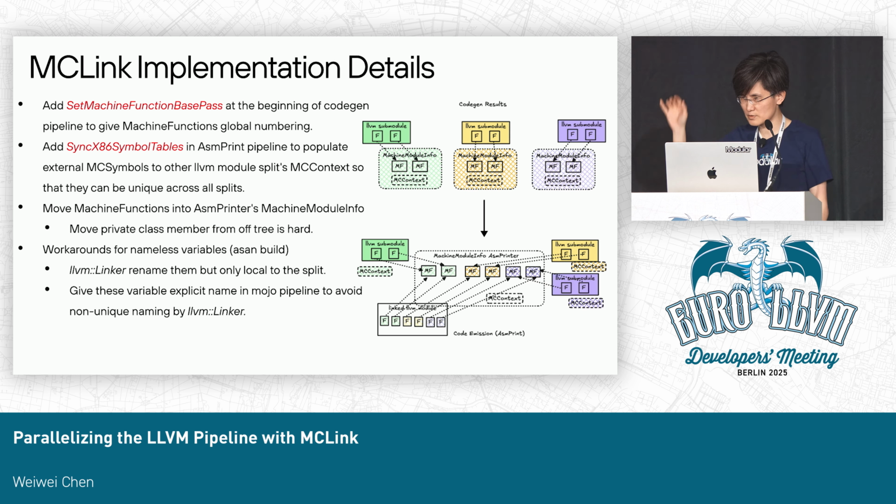Specifically, for each split after the code generation, the LLVM module has all the code generated information in the machine module info for each split, and every function has a machine function, and everything is in the MC context. These are per split. But for code emission, we want to move those machine functions all into one machine module info that belongs to the ASM printer, and also have only one MC context for the ASM printer. And then we use the linked version here to guide the ASM printer to do the code emission.